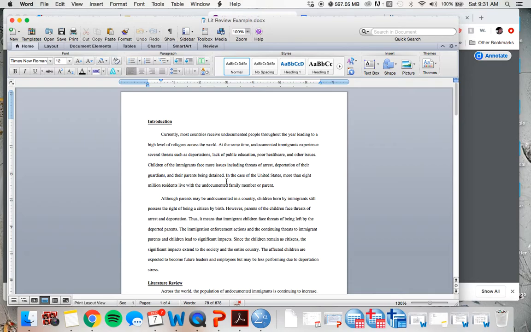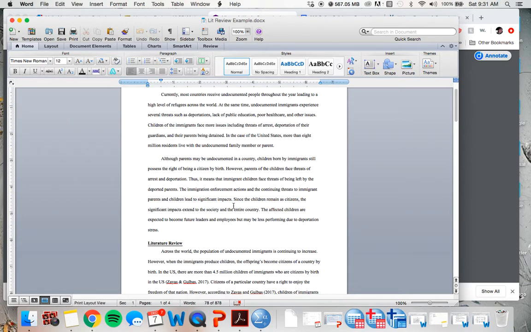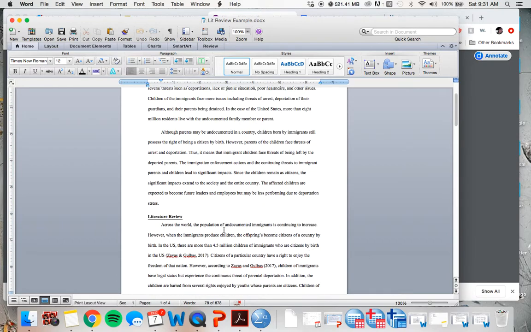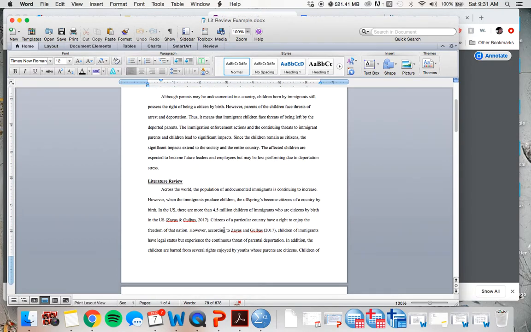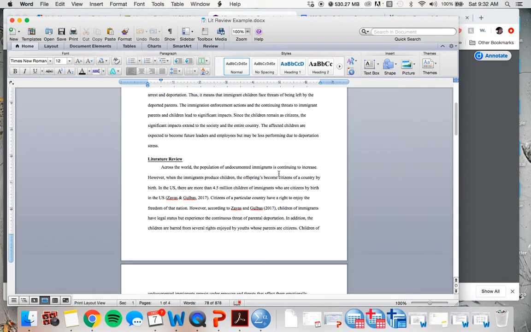And she goes on to explain why it's important to be studying this. She's talking about children being separated from their parents, and she says, "since the children remain as citizens, the significant impacts extend to the society and the entire country. The affected children are expected to become future leaders and employees, but may be less performing due to deportation stress," right? So what is the effect of deportation on kids?